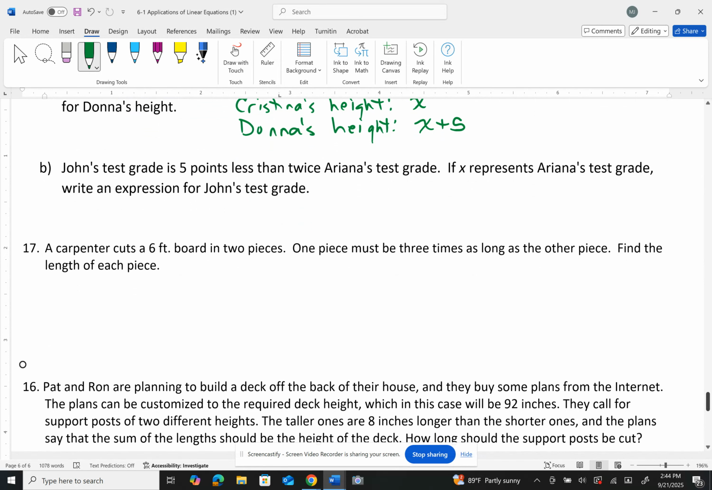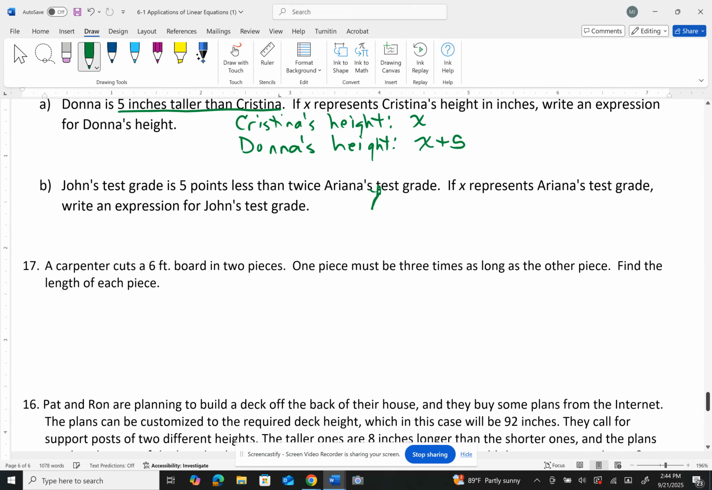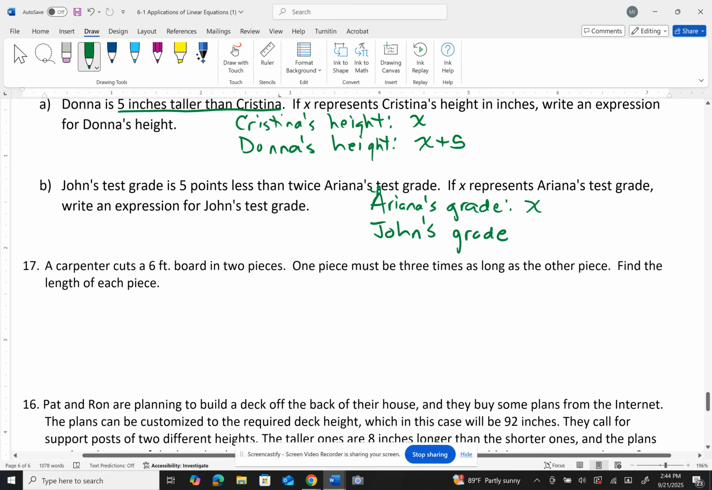Okay. All right, here we have one where John's test grade is 5 points less than twice Ariana's test grade. So if we're thinking about Ariana's grade, and if we let X represent her grade, then we could get an expression for John's grade. We wouldn't have to use Y. It's related to Ariana's grade. So all we've got to do is translate this phrase. We know his grade is 5 points less than twice her grade. So we're going to do it like we did earlier. Her test grade is what we're calling X.